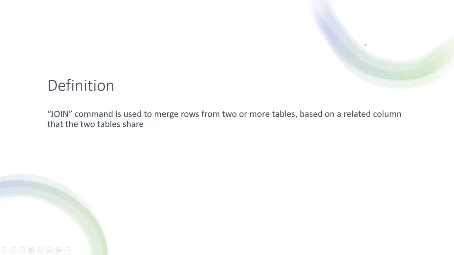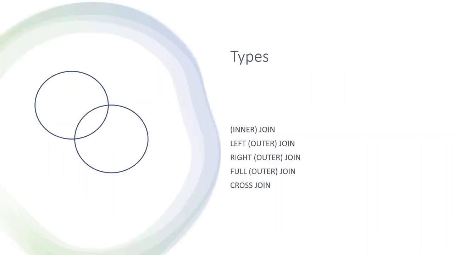So let's get right into it. Definition of the join command. It is used to merge rows from two or more tables based on a related column that the two tables share. There are four different types of joins we'll be mainly talking about. I'll also talk about the cross join command towards the end.